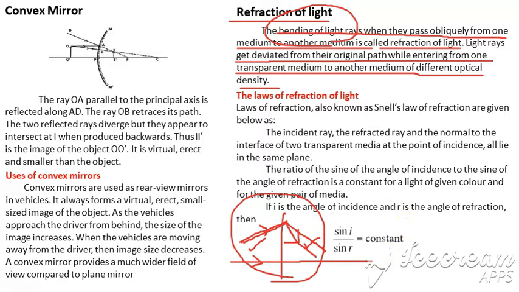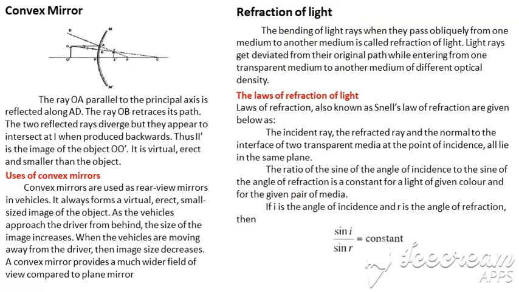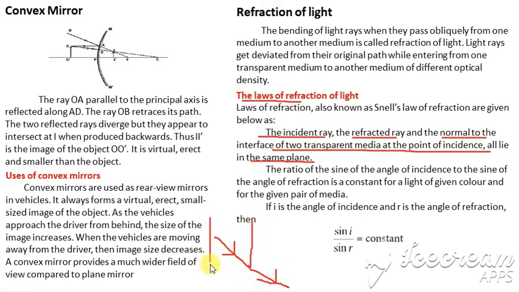So next we are going to see what are the laws of refraction. The first point in the laws of refraction is that the incident ray, refracted ray and the normal all lie in the same plane. Okay, so this is the incident ray, this is the refracted ray, and this is the normal. So all these lie in the same plane.